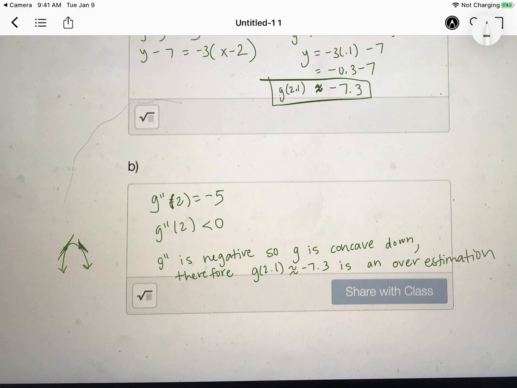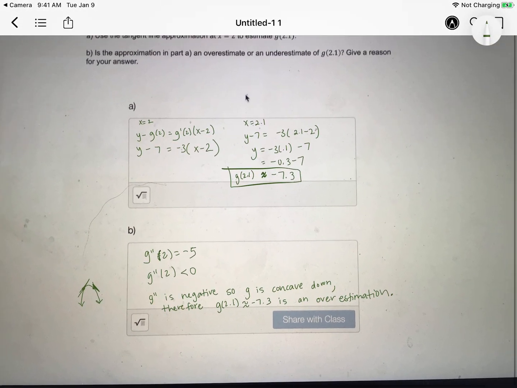An overestimation. Okay? So I answered the question. I said it's an overestimation, and I gave a reason why. And the reason why, right here, give a reason why, is that g double prime is negative, so g is concave down.